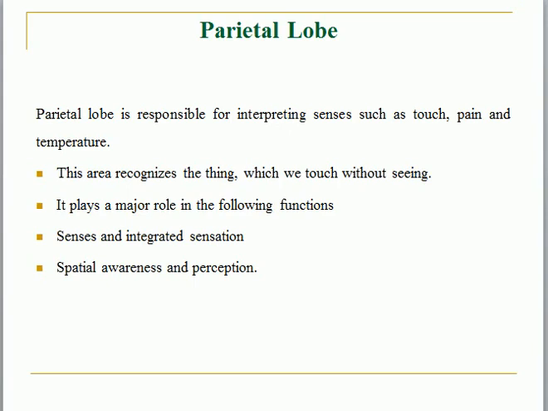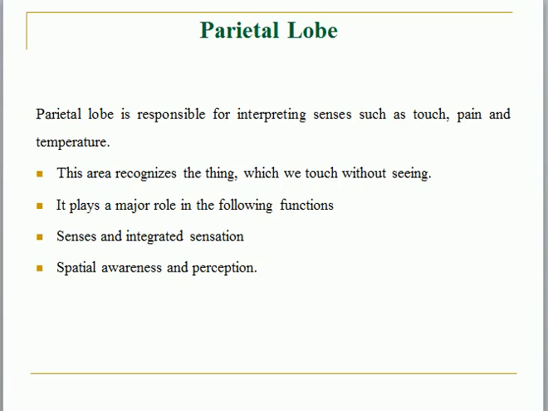Now, if I am touching things but I do not have the sense to interpret what I am touching, whether it is soft, hot, or cold, and I don't feel any pain and I don't feel any temperature, it means that the parietal part of my brain has been affected. Now, this area recognizes the things which we touch without seeing. For example, I don't see anything but I touch, and I understand. It's because of the parietal lobe.